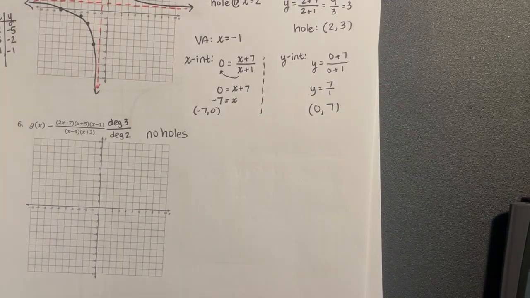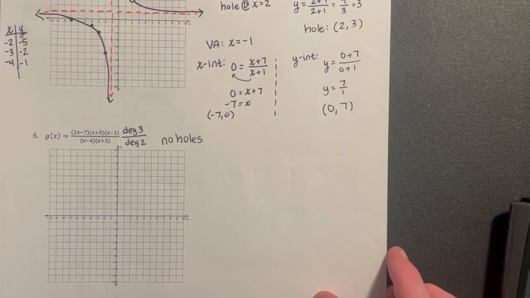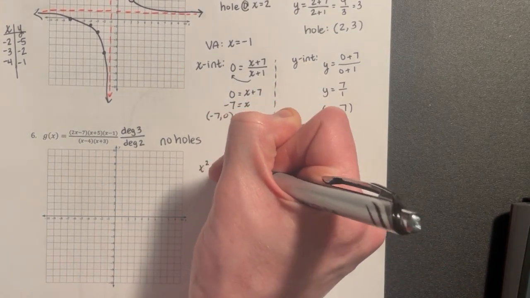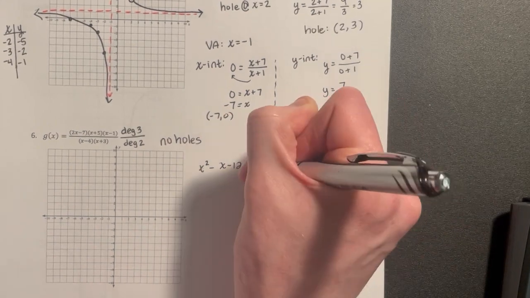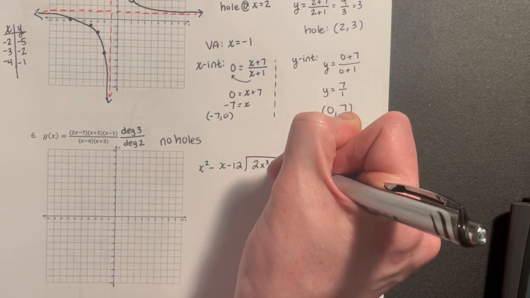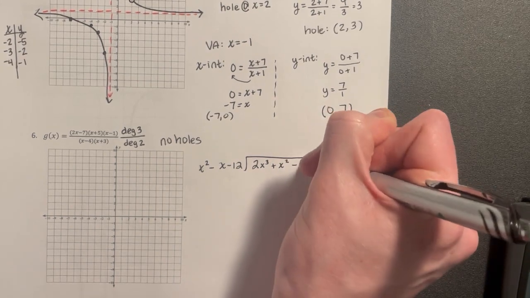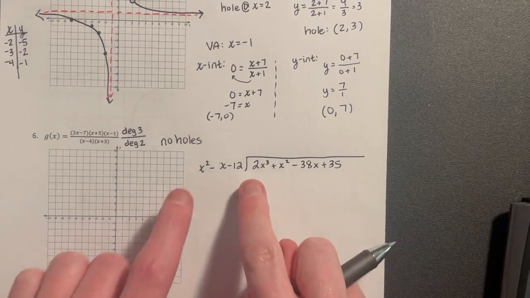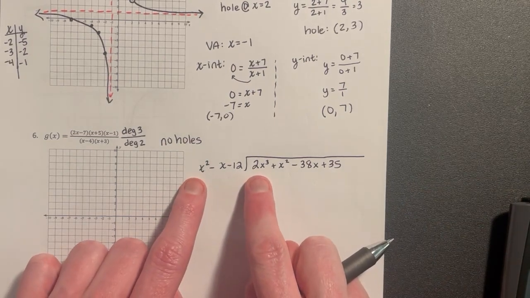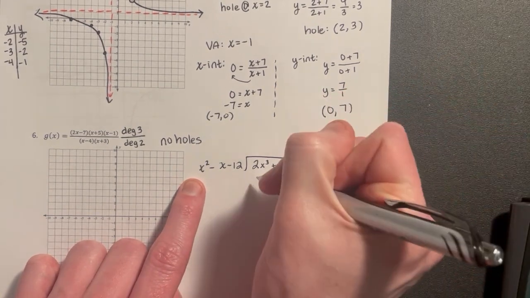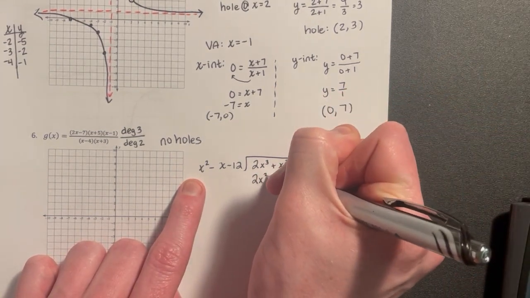All right, so I'm going to do that back here on this original paper. This would mean I'm doing x squared minus x minus 12, and we're dividing that into 2x cubed plus x squared minus 38x plus 35. All right, so 2x cubed divided by x squared would be 2x. We multiply that back through.